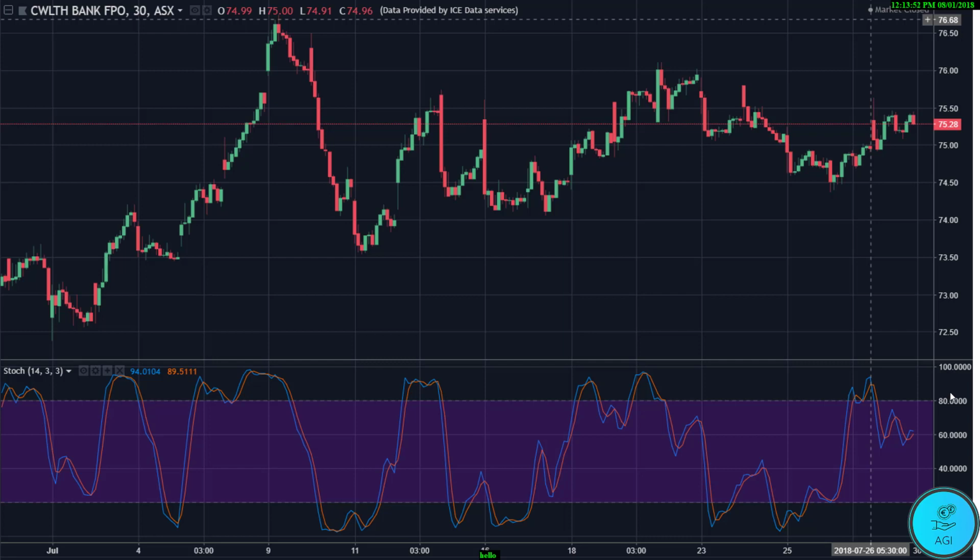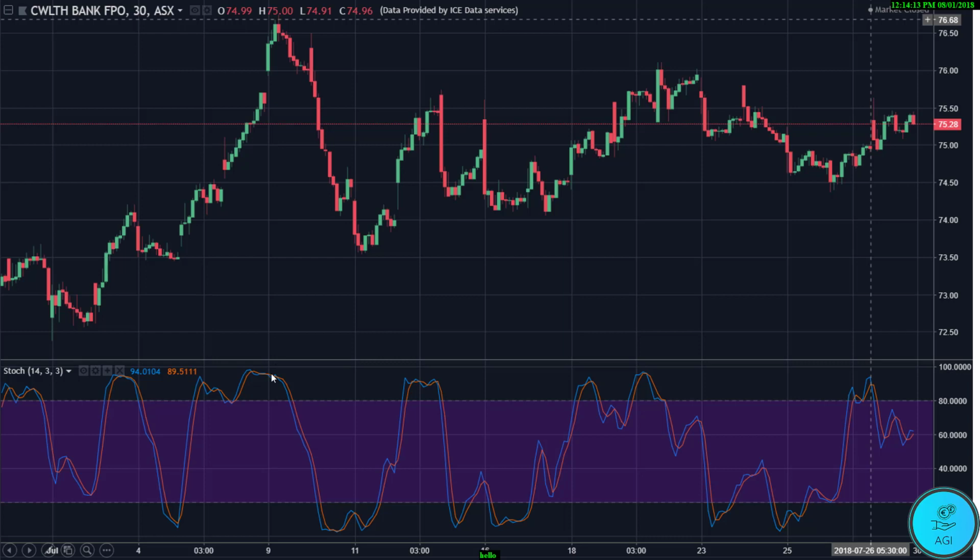Between 20 and 80, nothing really happens to the stock. It's a bit of sideways movement, not so much in this graph, but it's not really that great to enter a trend, a stock or an asset at that given time. What you're really looking for is above 80 or below 20. So if it's above 80, the price is usually deemed as overpriced.